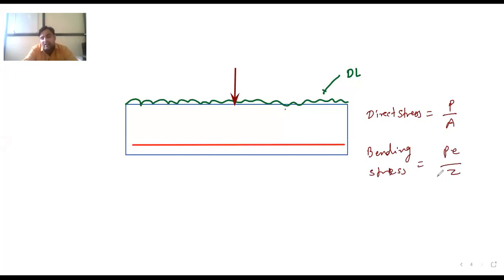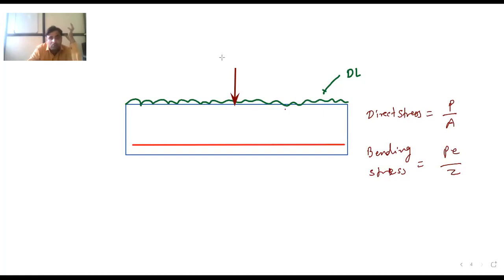Whether that is tensile or compressive is a later part that we will see while solving the problem. For compression we take plus, for tension we take minus, that we will see later on. But understand this: this is what will happen due to the loading. Now see what we do in prestressed concrete.